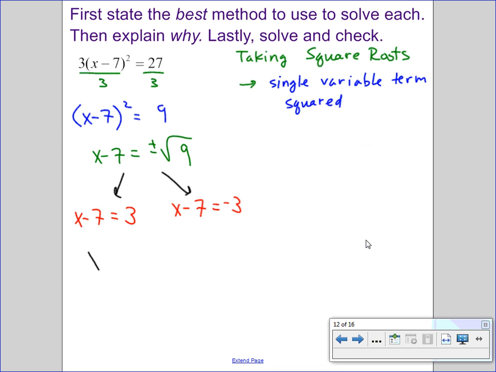And then we can simply finish it out with inverse operations. It looks like x equals 10 and x equals 4. I'll do a quick check with that 4 into the original. 4 minus 7 is negative 3. Quantity squared is 9. 9 times the 3 out front is 27, so both of these work. Awesome.